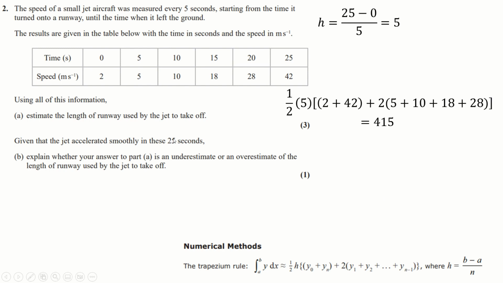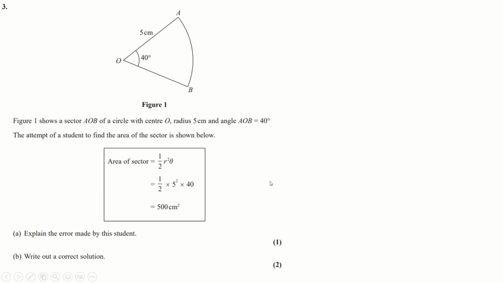Given that it accelerated smoothly, so that means its speed was going upwards and upwards and upwards, kind of like this. If you're putting trapeziums underneath it, then those trapeziums will overestimate, and so the answer will be an overestimate. Just maybe draw a picture to do your explanation.